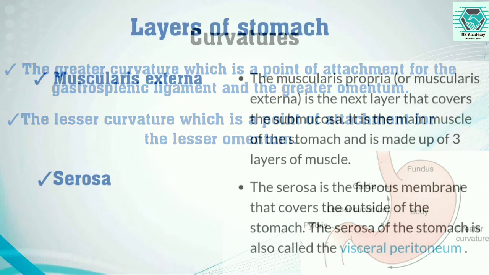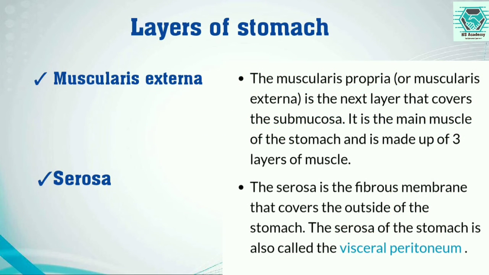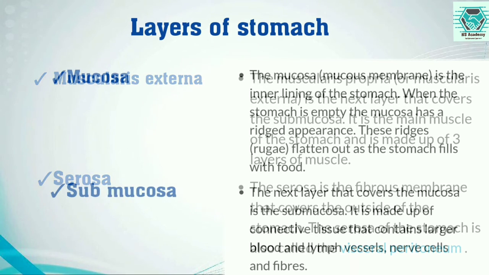In the wall of the stomach, there are 4 layers. The outermost layer is called serosa, which consists of a layer of connective tissue continuous with the peritoneum. The next layer is muscularis externa. It is made up of longitudinal fibers, circular fibers, and oblique muscle fibers. The next layer is the submucosa layer, followed by the mucosa layer.